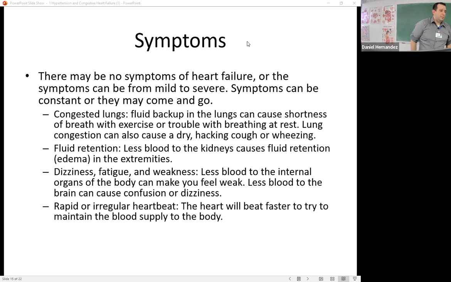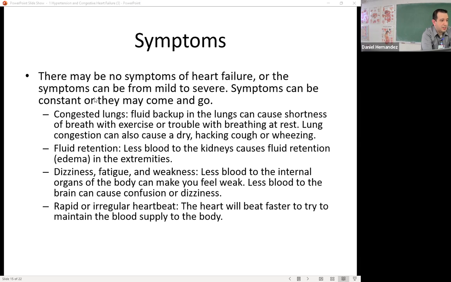Symptoms. There may be no symptoms of heart failure, or symptoms can be from mild to severe. So when we're talking about congestive heart failure, symptoms can be constant or they can come and go. So they can be more transient. There may be certain activities that may induce a patient to develop symptoms.